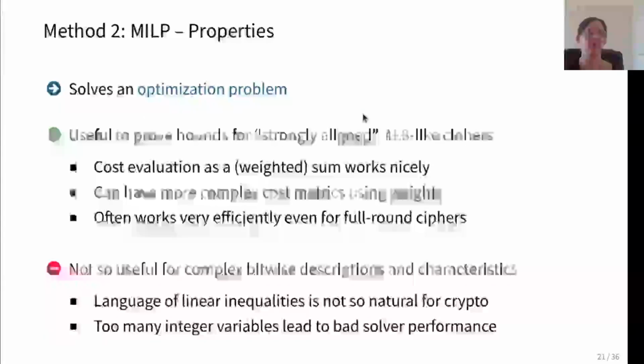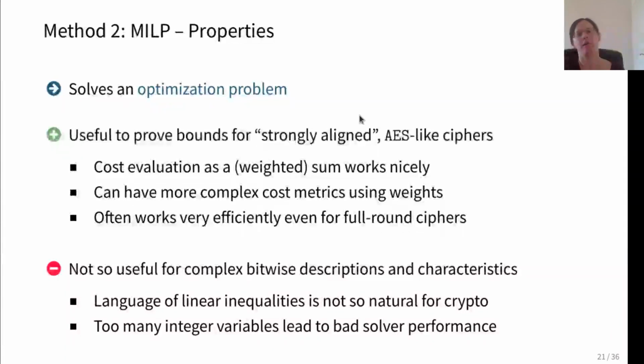So it gives you a perfect optimal solution. It is useful and very easy to use if you apply it to only find patterns or bounds for so-called strongly aligned ciphers, which have an AES-like structure, because the MILP model is quite useful for evaluating the cost of these as a weighted sum of some of the variables, though we can also use something more complex. And if we have so few variables in such a simple round description, then you can easily apply this tool even to the full number of rounds of these ciphers, which is very nice.